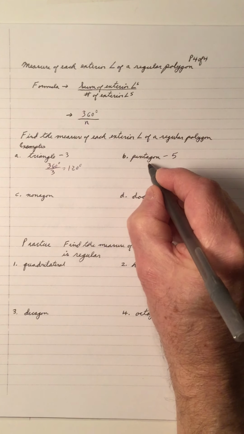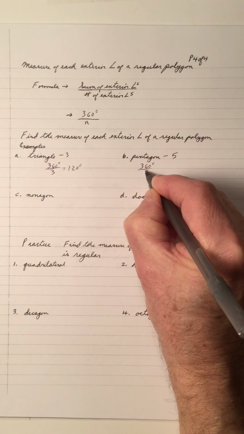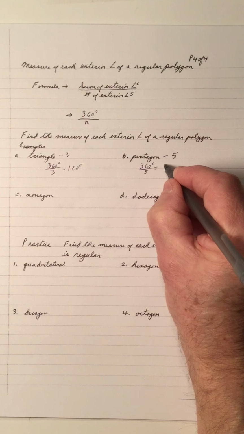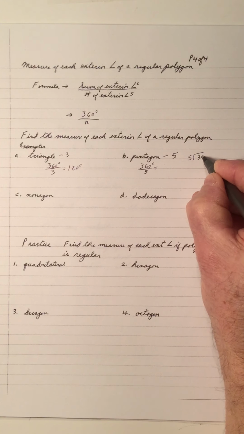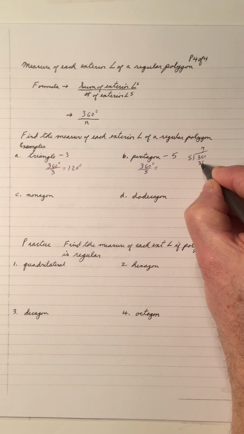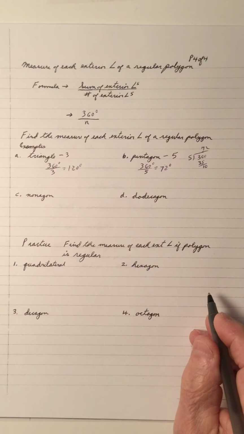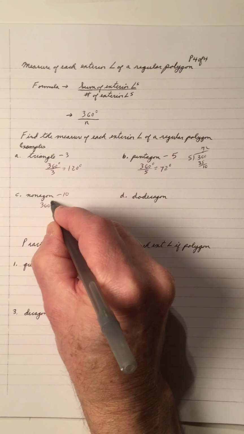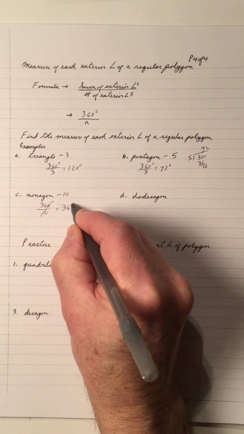A pentagon is 5 sides. So what's the measure of each exterior angle? 360 divided by 5. 5 into 36, 5 sevens are 35, and we get a 10, so it's 72. Or you can use your calculator. And a decagon has 10 sides, so that's 360, the sum of the exterior angles, divided by 10. Cancel your zeros, you get 36.